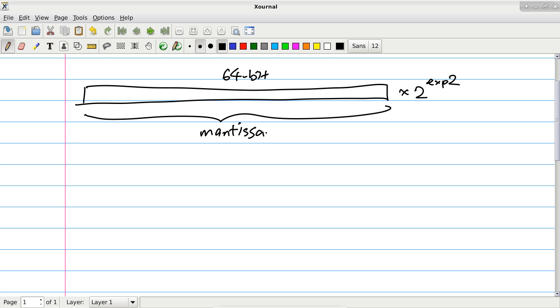But this entire thing is our mantissa. Is that okay? This is what we have at this point. When that code completes, this is what we have. Are we good so far?